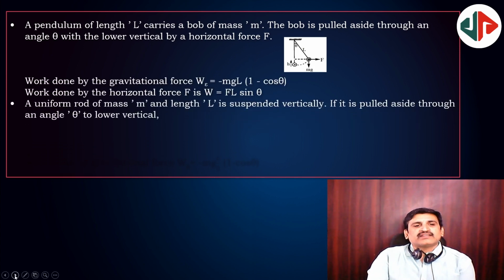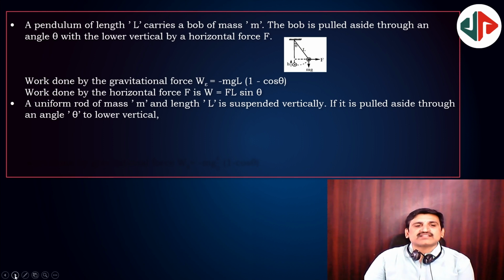Work done by the gravitational force is negative because the body is lifted up, gravitational force downward. So mgL of 1 minus cos theta. Work done by the horizontal force, FL sin theta, force and the horizontal displacement. Horizontal displacement is L sin theta, so FL sin theta.